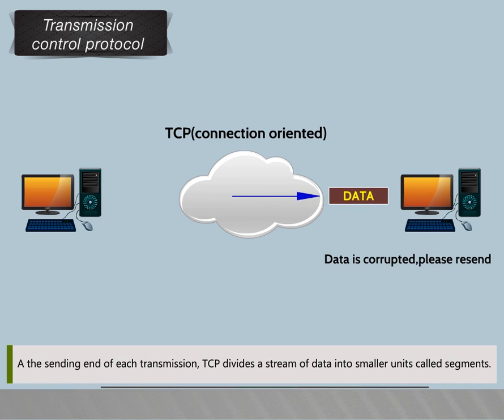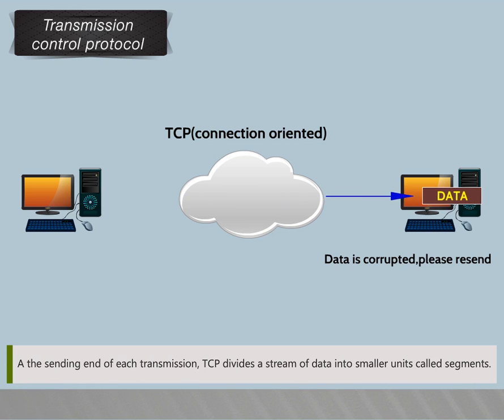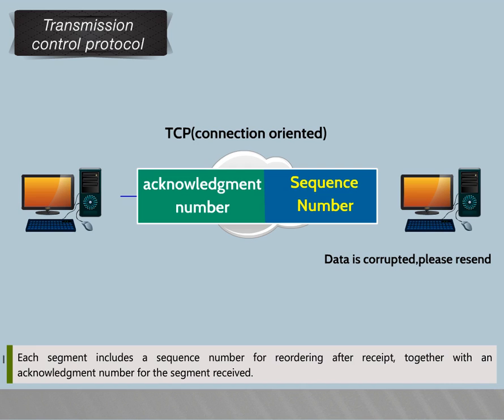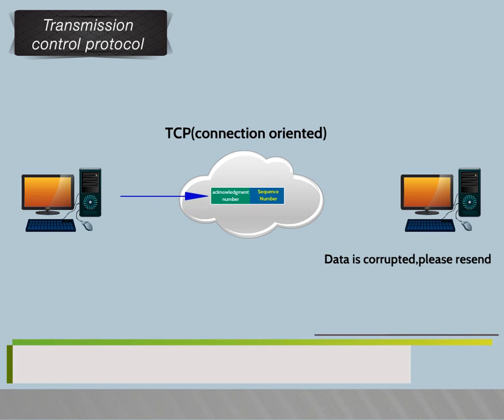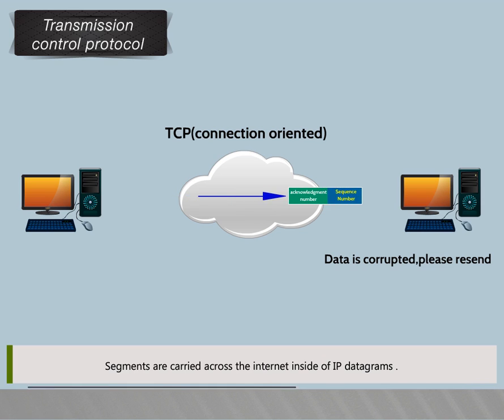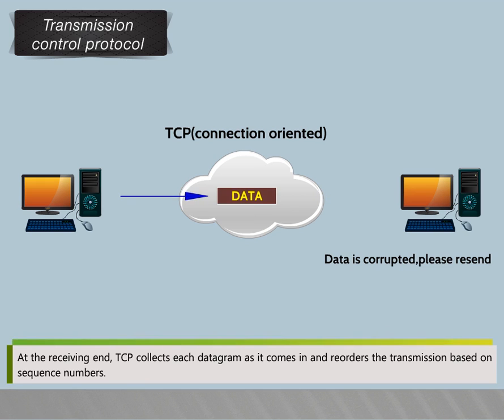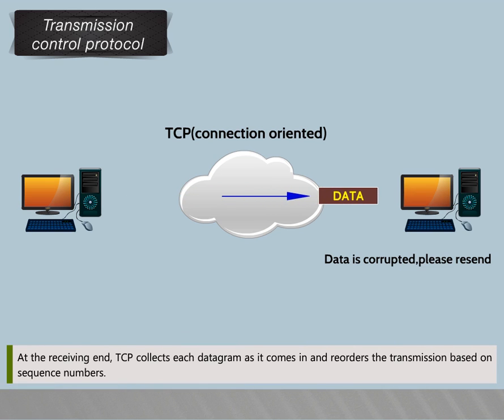At the sending end of each transmission, TCP divides a stream of data into smaller units called segments. Each segment includes a sequence number for reordering after receipt, together with an acknowledgement number for the segment received. Segments are carried across the internet inside of IP datagrams. At the receiving end, TCP collects each datagram as it comes in and reorders the transmission based on sequence numbers.